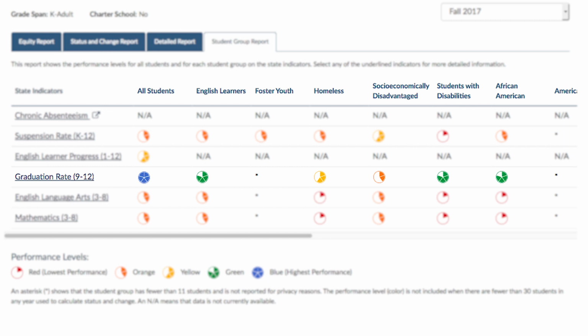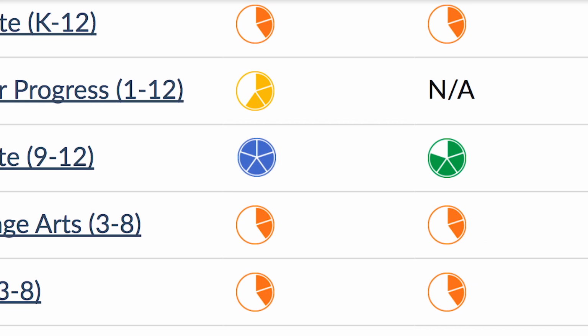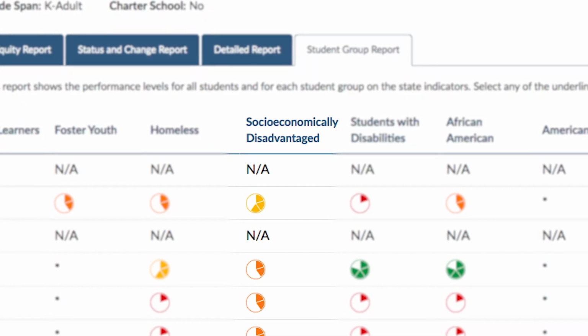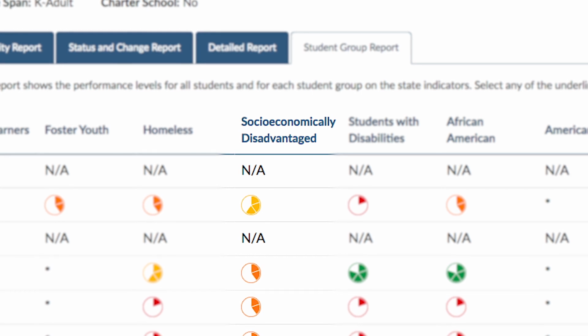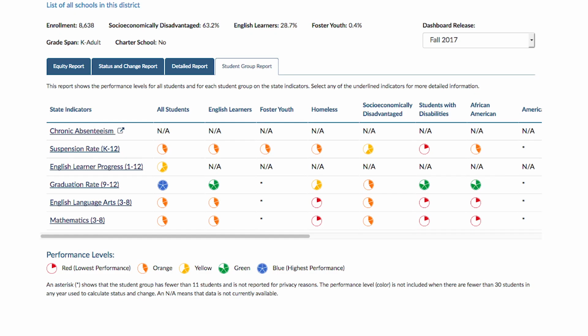The all student performance level is blue, the highest possible. As we look along this row, we see that socioeconomically disadvantaged students have a performance level of orange, which is 3 levels below the all students performance level. Other performance gaps are indicated as well. For this particular LEA, each of these performance gaps must be addressed in this part of the plan summary.